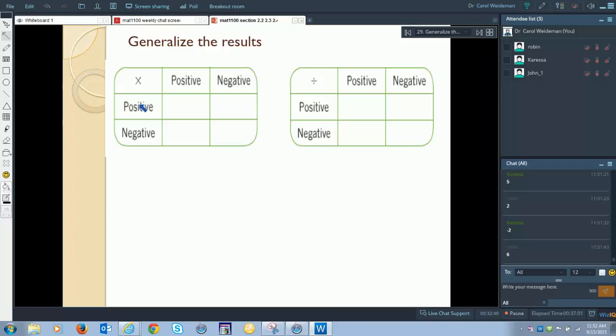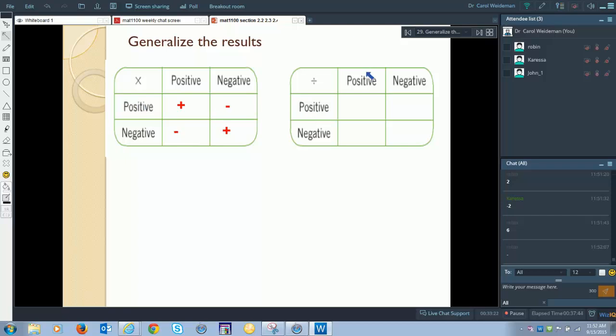So let's generalize the results here. If I multiply a positive times a positive, what do I get? Positive times positive gives me a positive, right? And what about a negative times a negative? What do I get? Negative times a negative gives me a positive also. Positive times a negative gives me a negative. So notice the pattern here. When the signs of the two numbers are the same, both positive or both negative, I get a positive answer. When their signs are opposite, I get a negative answer.